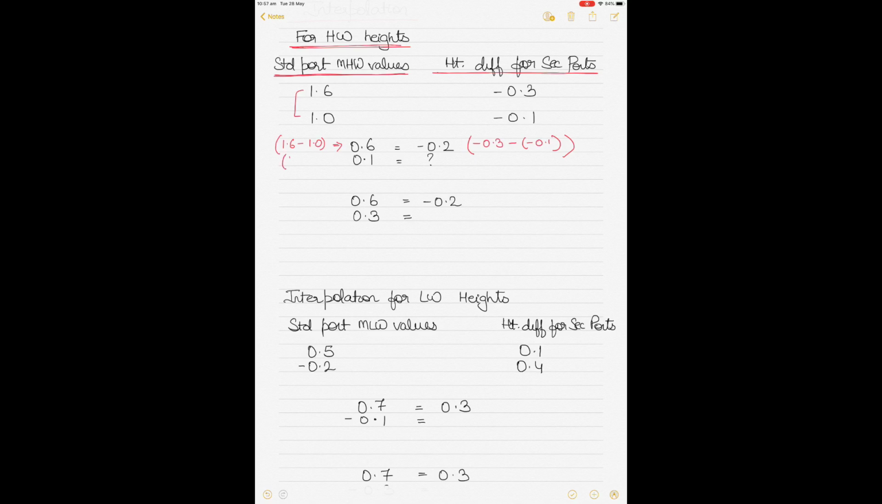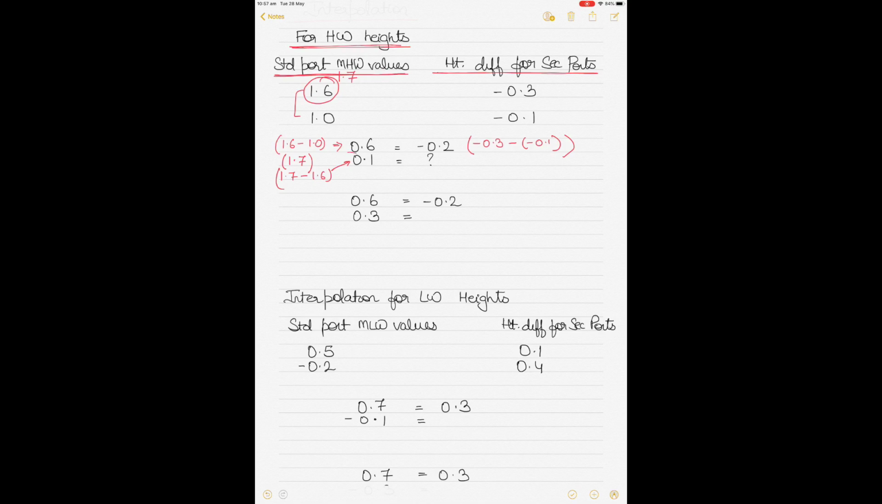But I need it for 1.7 meters of height, right? So 1.7 meters of height is actually 1.7 minus 1.6, only 0.1 meters away from 1.6. I have taken the higher value of 1.6, and 1.7 will be somewhere here above 1.6. So I just need it for a difference of 0.1.